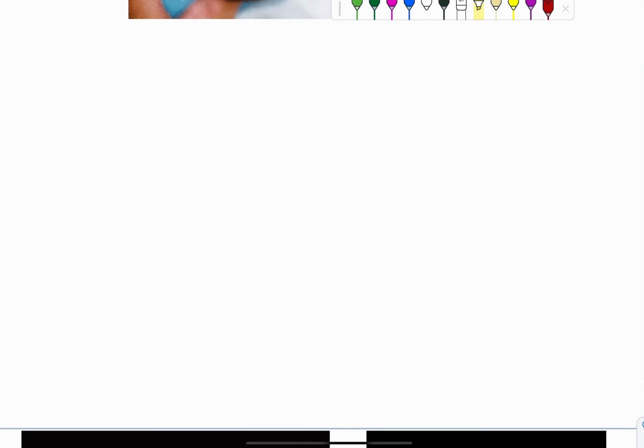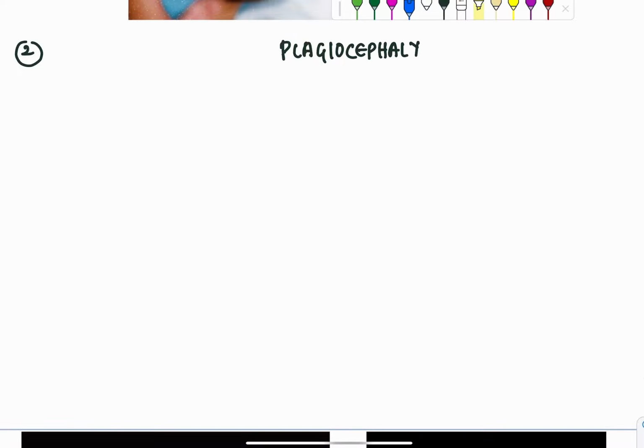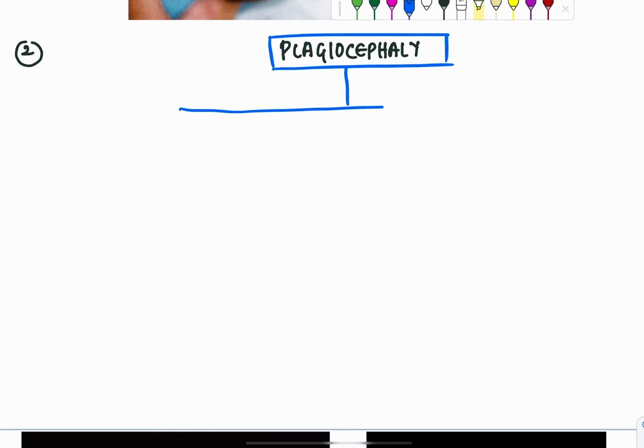The second one we shall be discussing right now is called plagiocephaly. Okay, now plagiocephaly is of two types.